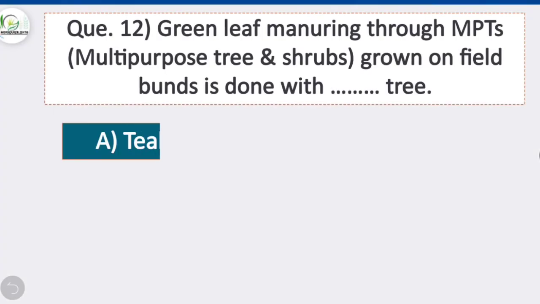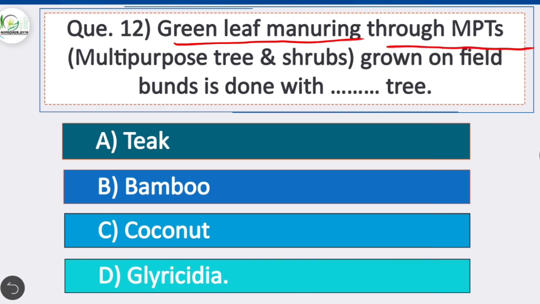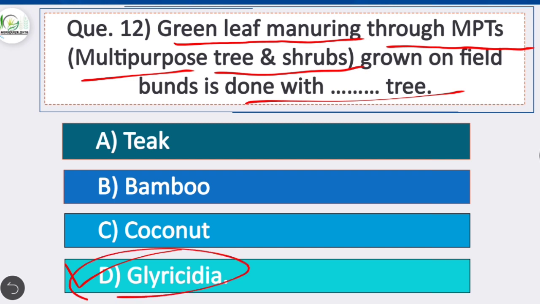Next question, question number 12. Green leaf manuring through MPTs, that means multipurpose trees and shrubs, grown on field bunds is done with dash tree. Option D is correct, Gliricidia tree. The green leaf manuring through MPTs, that means multipurpose trees and shrubs, grown on field bunds is done with Gliricidia tree.